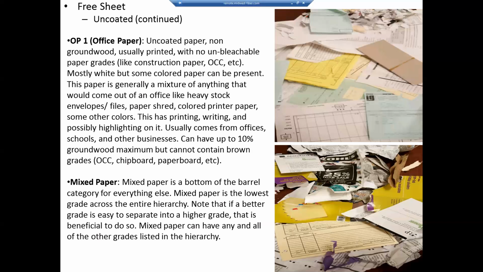Next, we have mixed paper. Mixed paper is basically a catch-all, bottom-of-the-barrel category. Mixed paper can have any and all of the papers in the other grades of the hierarchy. If the Gaylord of material comes in and it is easy to separate a few items out and make the grade a higher one, it is beneficial to do so. But most times, we will still grade it as mixed paper on the breakdown sheet.